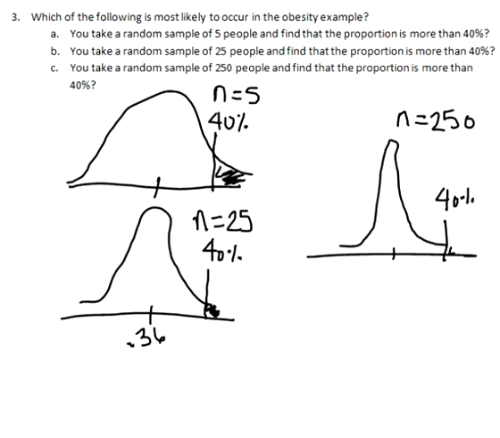Now, when the distribution gets skinnier, values that are further away from the center tend to be less and less likely to occur. So we would expect something like 40% to come about when n equals 5, but not when it is n equals 250. So the most likely to occur here would be A.